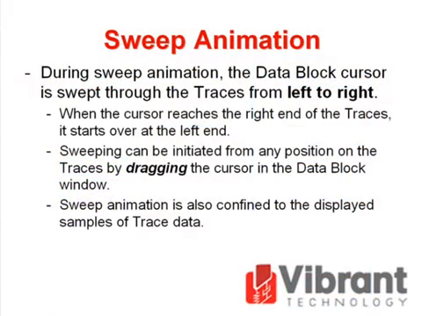During sweep animation, the data block cursor is swept through the traces from left to right. When the cursor reaches the right end of the traces, it starts over at the left end. Sweeping can be initiated from any position on the traces by dragging the cursor in the data block window. Sweep animation is also confined to the displayed samples of trace data.